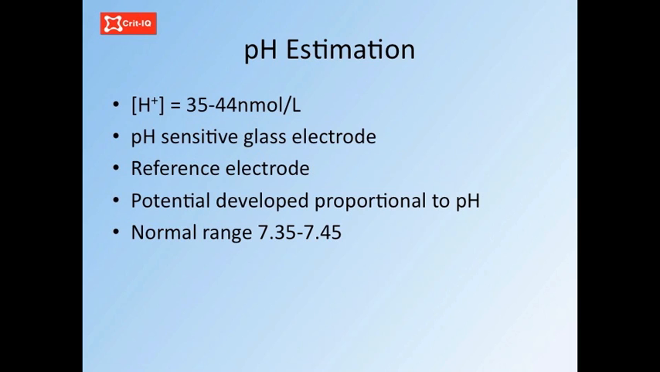pH is defined as the negative log of the concentration of free hydrogen ions or protons in the plasma. The concentration of protons in physiological conditions is extremely low, ranging from 35 to 44 nanomoles per litre. pH is measured by detecting a potential developed at a pH-sensitive glass electrode tip compared with a reference electrode. The voltage detected is proportional to the hydrogen ion concentration. The normal range for pH is 7.35 to 7.45.